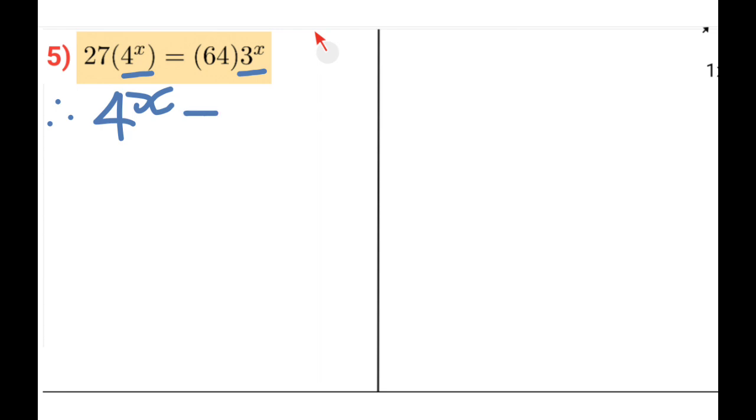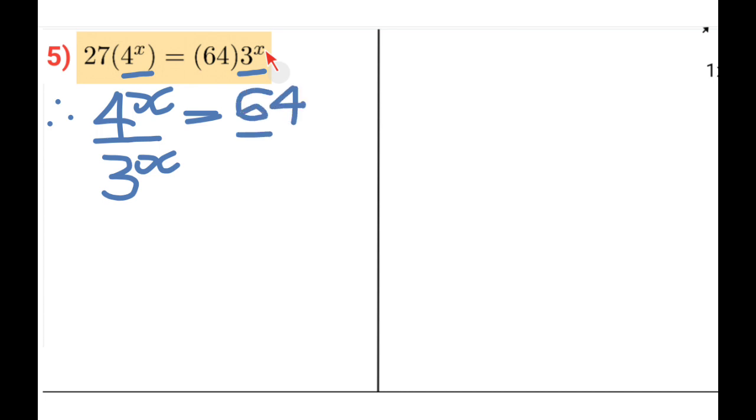So what we're going to do is divide both sides by 3 to the power of x, meaning that we end up with 3 to the power of x on the left hand side and 64 over 27 on the right hand side. Now notice that this is a power of 3, that is a power of 4. So we change them into powers.